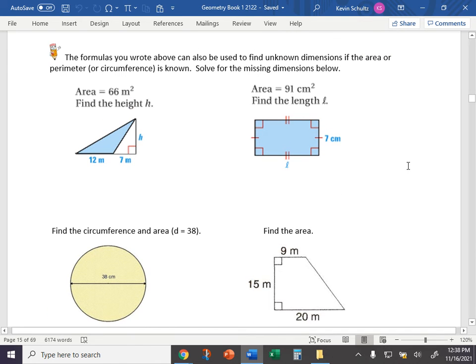3, 2, 1, folks, you are quiet. Your assignment for tomorrow is to find the circumference and the area, whatever it asks you for.